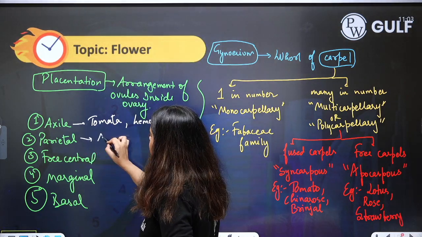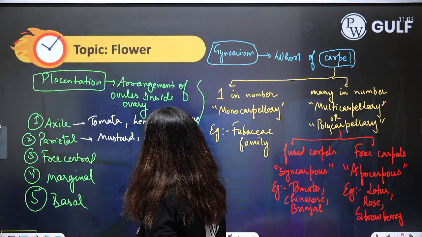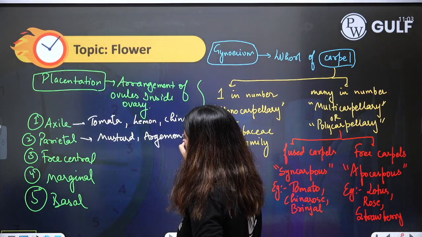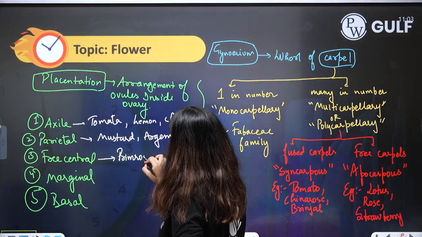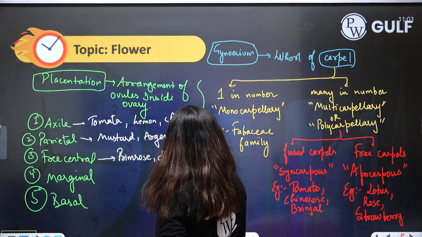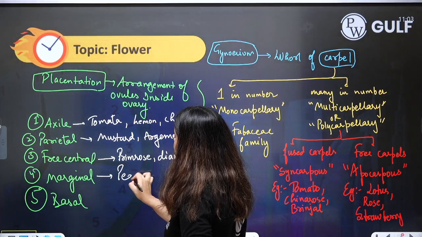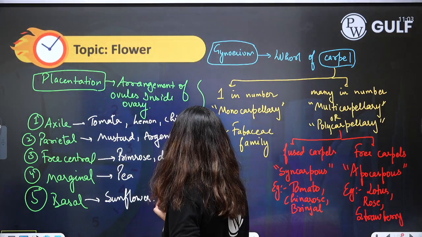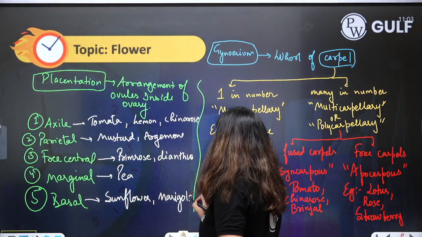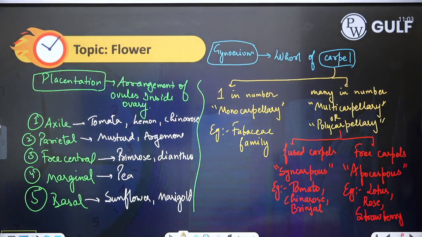The parietal you can see in mustard, argemone. The free central you can see in primrose, dianthus. The marginal you can see in pea. The basal you can see in sunflower, marigold. So these are the 5 types of arrangement of ovule inside the ovary known as placentation. So this is about the female part. Right?